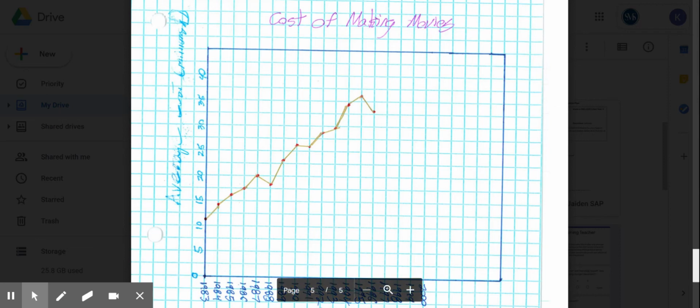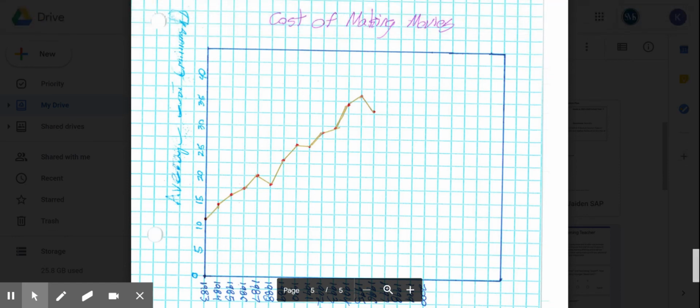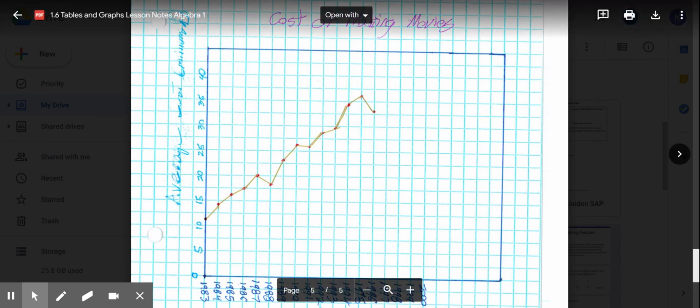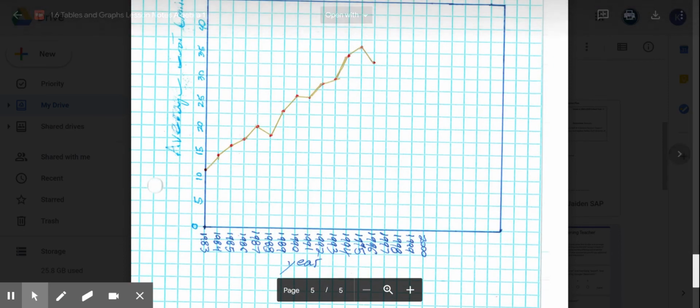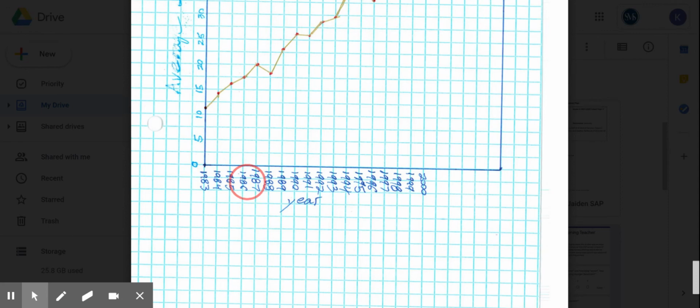And I set my scale. So it went 0, skip a line, 5, skip a line, 10, skip a line, 15, and so on. So I had a consistent scale here. You could make it 0, 5, 10, 15, 20, if you didn't want to leave as much space, that's fine as long as it goes up by the same amount. And then for our x-axis, we had the years. So each line, I just put the year on the line.